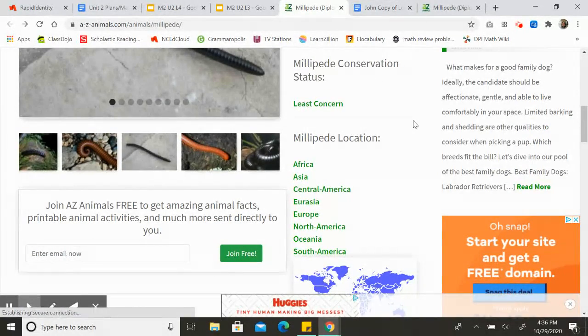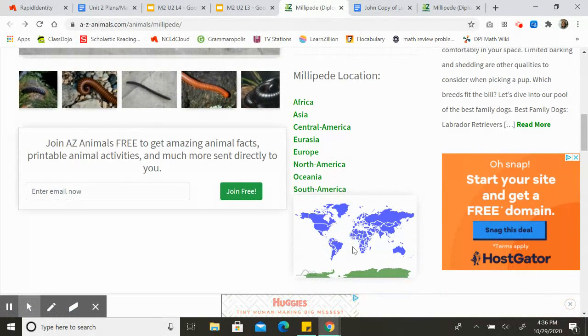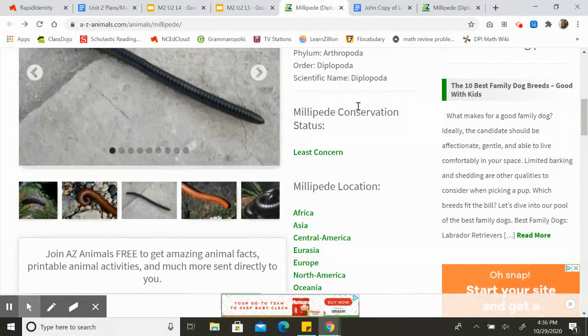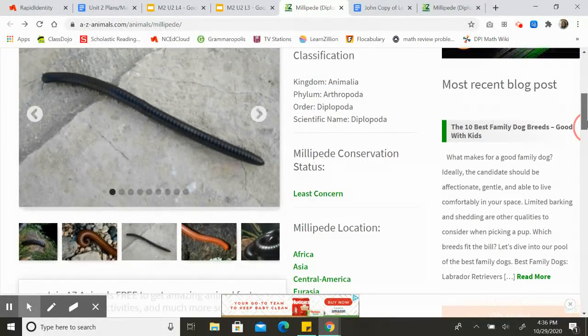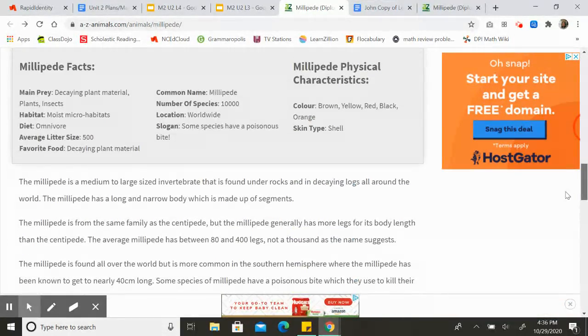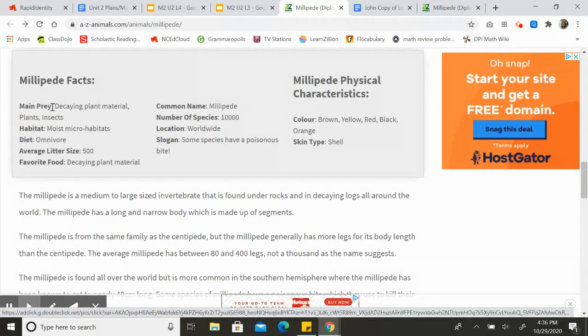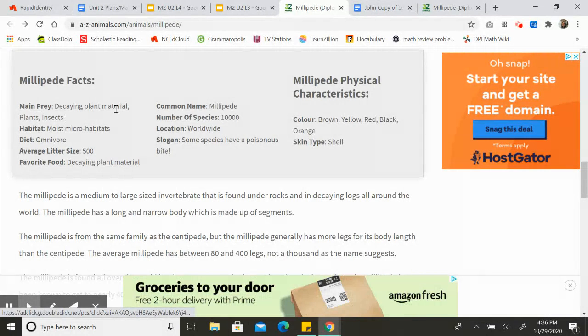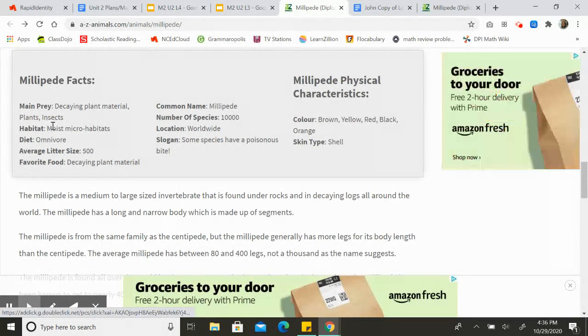And here it tells us where the millipedes are located. They are located in Africa, in Asia, Central America, in Europe, North America, South America. Okay. All right. It says that they're least concerned about their conservation. That means there's a lot of them. And then here's some facts. So its main prey is decaying plant material. So what does it eat? Decaying plant material, plants and other insects. It likes moist habitat. It's an omnivore. That means it eats plants and animals.